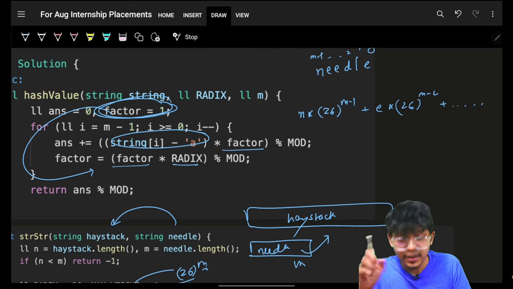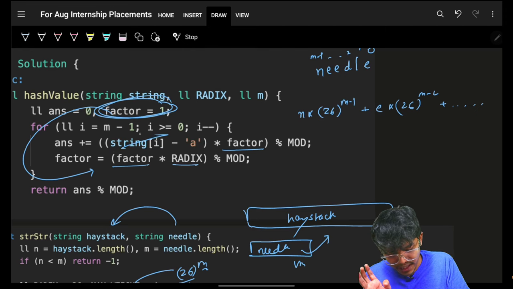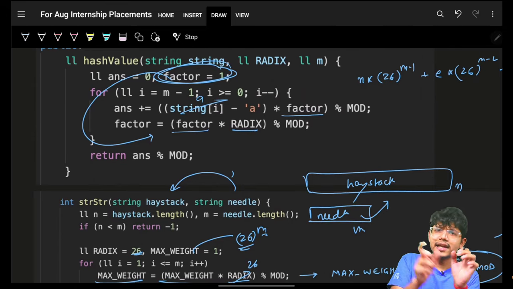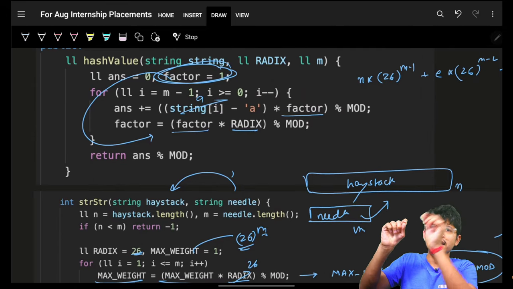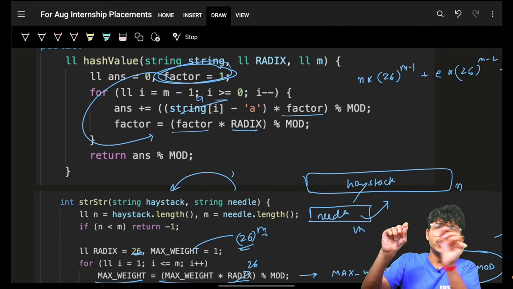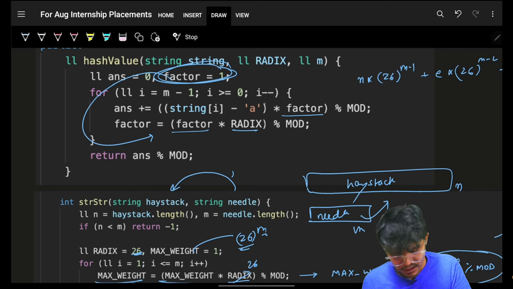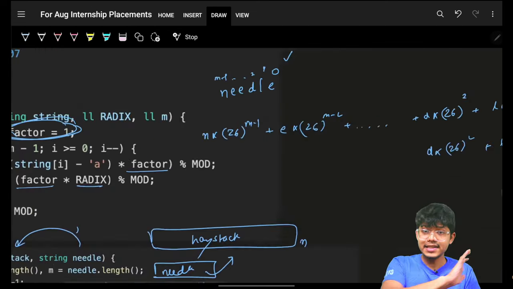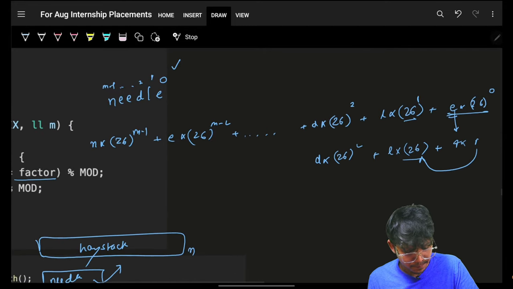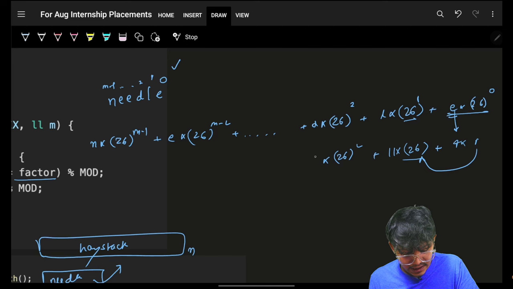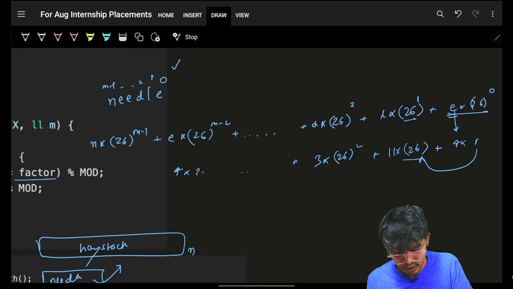Because of this reason, your a's value will be nothing but 0, since a minus a will be 0. In the code, we will see that we are mapping a to 1, then b to 2, but here a will map to 0, b will map to 1, and so on and so forth. Because of this, this is actually how it will look. So let's say l is 12, so it will be 11, d is 4, so it will be 3, and so on and so forth. So e will be 4 into 26 raised to the power m minus 2, and so on and so forth.